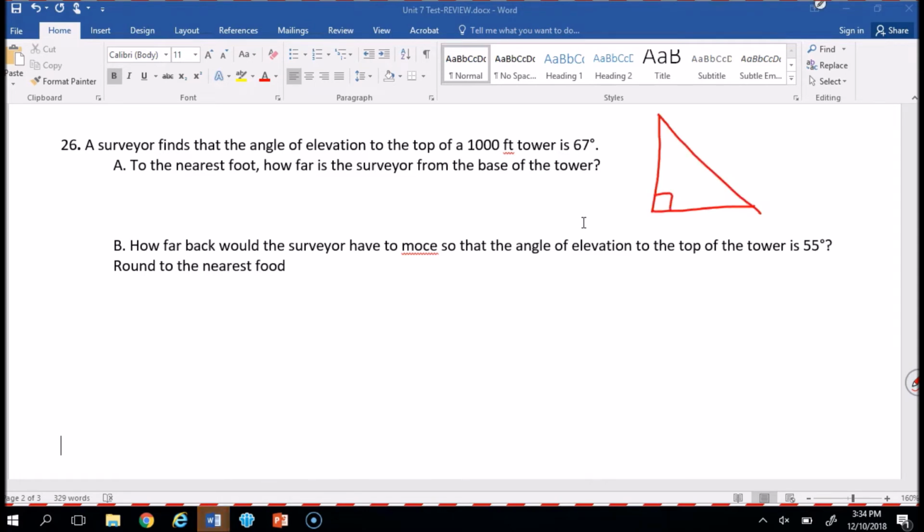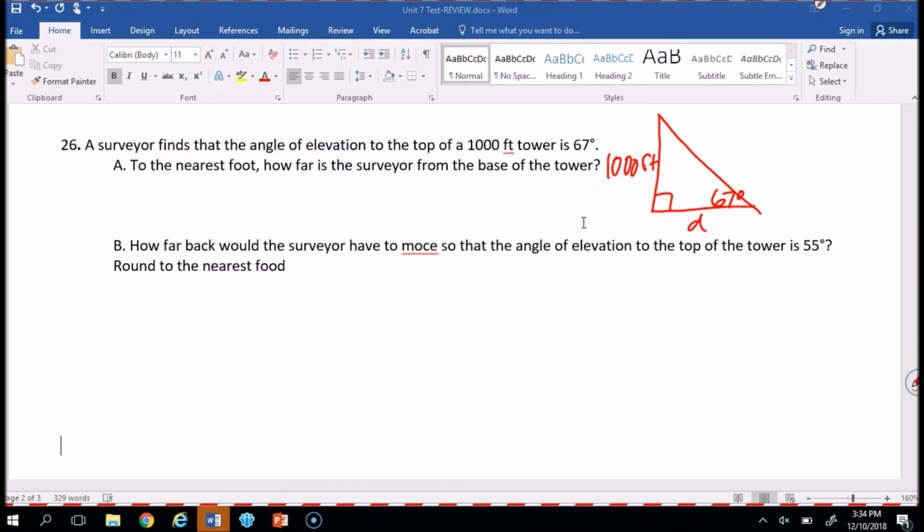We have a right angle here. It says that we got 1,000 feet here. And then we've got that the elevation to the top of the tower is 67 degrees. So it's asking us how far away is the person. So what we're looking for is this right here.